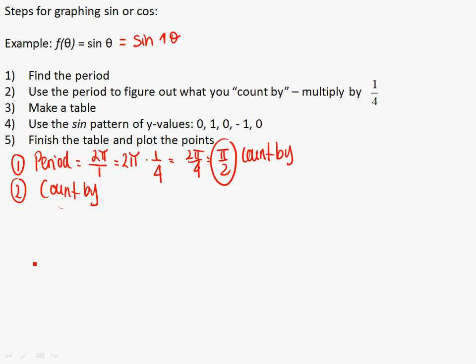So now I'm going to make a table. And you guys sort of figured this out on your own yesterday. So if you're going to make a table here, theta actually represents sort of your x value, right? Okay. Now this table will be a little bit different in terms of organization. I'm going to divide my x's here. And this is where the count by comes into play. So we're going to start at 0, 0 degrees or 0 radians. What am I counting by?